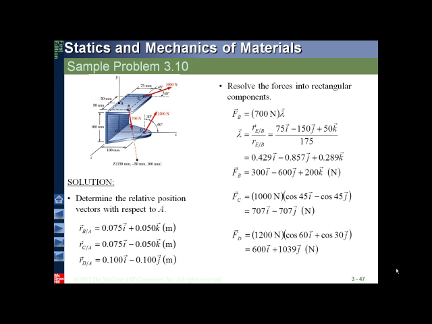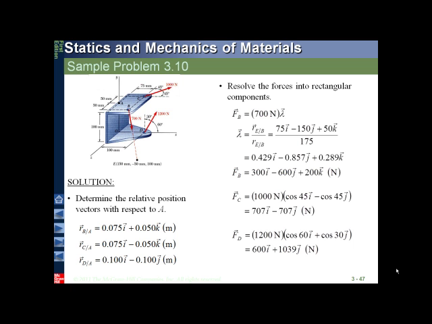And then the force at D, you do the same thing. D is in the XY plane, so you can use the cosine of 60 to get the X, and the sine of 60 to get the Y, or j. They use cosine of 30. That's okay. So anyway, you have 600i and 1039j.